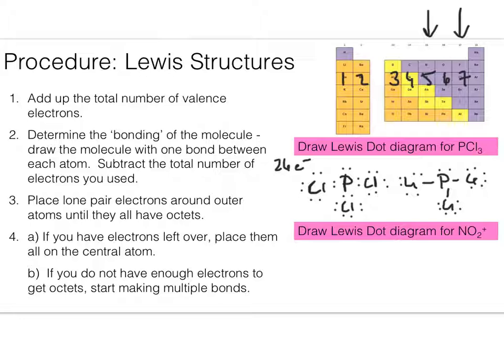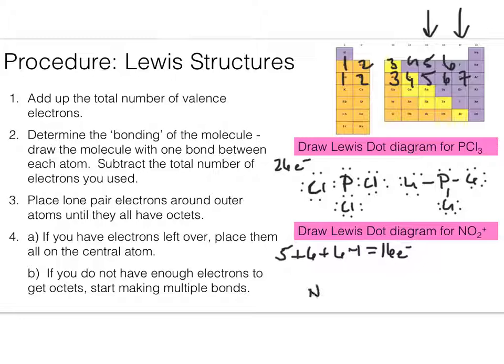Okay, so let's do one more problem, and that's NO2 plus. So remember, plus means that it's missing one of those negative electrons. And so when we're counting up the number of valence electrons that we're going to be able to use, we have to appreciate the fact that this whole molecule has one too few electrons. That's what that plus means. Nitrogen should have 5, and oxygen should have 6. So we have 5 for nitrogen, plus 6 for oxygen, plus 6 for oxygen, minus 1 because we are missing an electron in this molecule. So we should have a total of 16 electrons to work with.